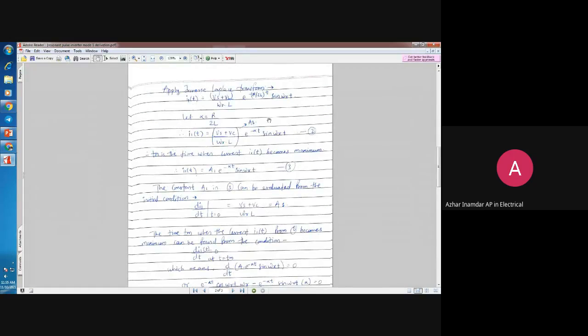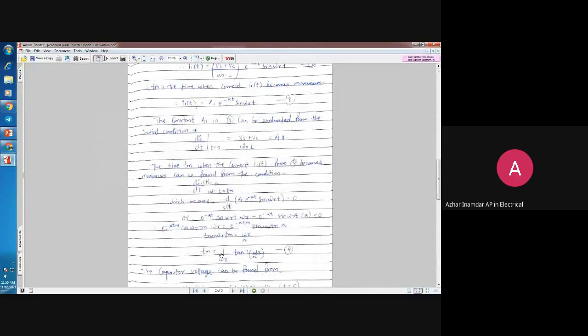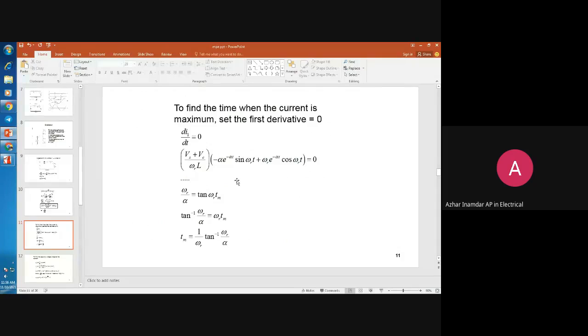Tm is nothing but the time when the current I1 of t becomes maximum. This is equation number 4. So equation number 4 and equation number 2 are important. Equation number 2 or 3 is nothing but the current. After finding Tm, we have to find the capacitor voltage, the voltage across the capacitor. I'll show you. You can see here Tm, time.